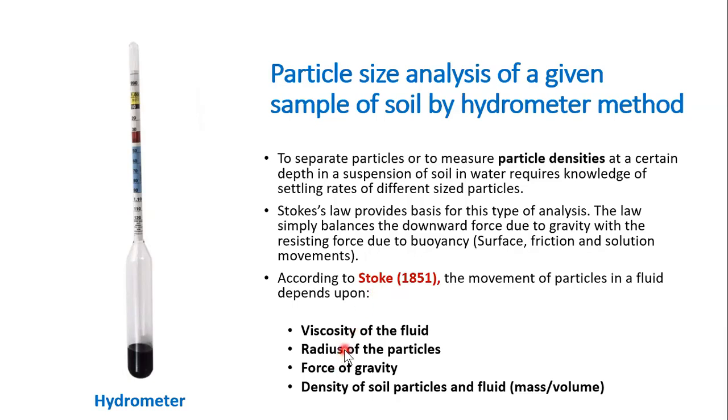According to Stokes' law, the movement of particles in a fluid depends on the viscosity of the fluid in which the particle will move, the radius of the soil particle, of course the size of the soil particles, the force of gravity, which we know is constant, and the density of soil particles and fluid. And density, we know, is mass over volume of those particles. So for that, we use this hydrometer to determine the distribution of the different size soil particles in the fluid.